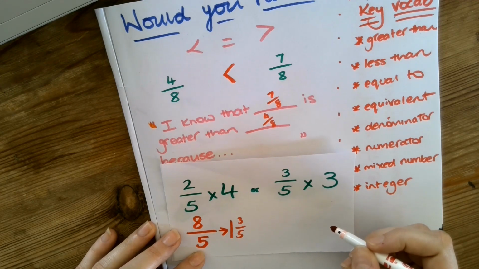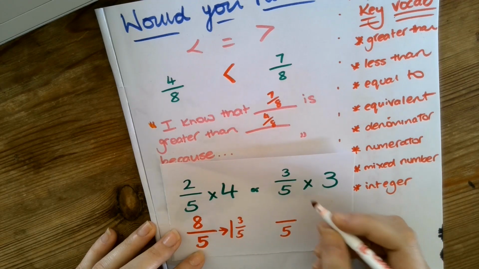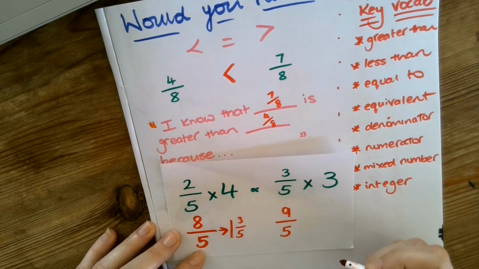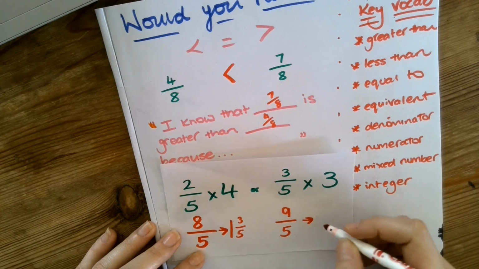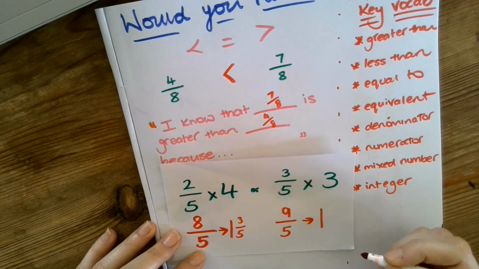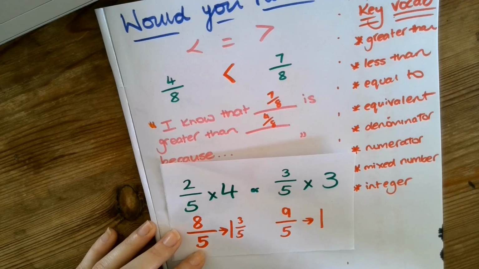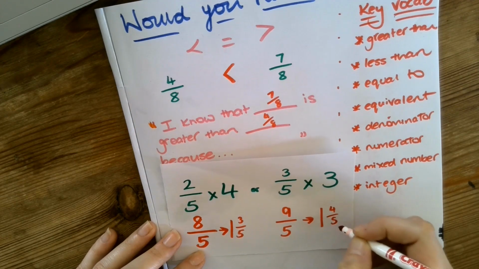3/5 times 3. We're going to stay with our fifths. 3 times 3 is 9. Ooh, so if I convert that into a mixed number, I would get one whole pizza, one whole chocolate bar, one whole pie, if you are someone who likes pies, and I have 4/5 remaining.